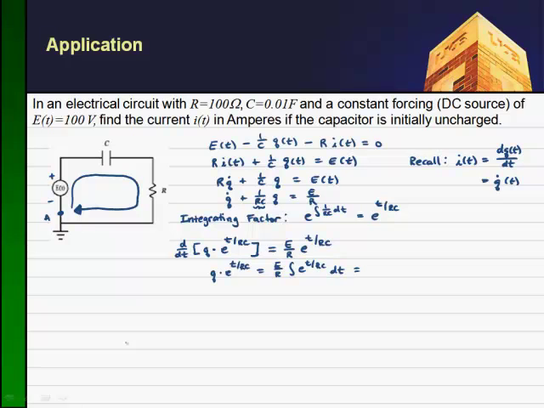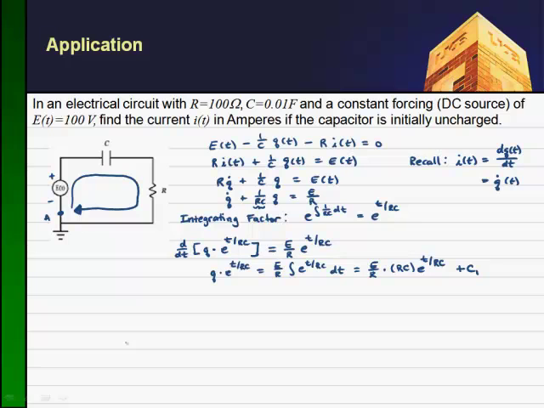And if we recall, the integral of e to the alpha t is 1 over alpha, but in this case alpha is 1 over RC, so I'll get 1 over 1 over RC, which just becomes E over R times RC times e to the t over RC. And of course I have to add some arbitrary constant. And I'm going to call it C1 so that I don't confuse it with the capacitance.